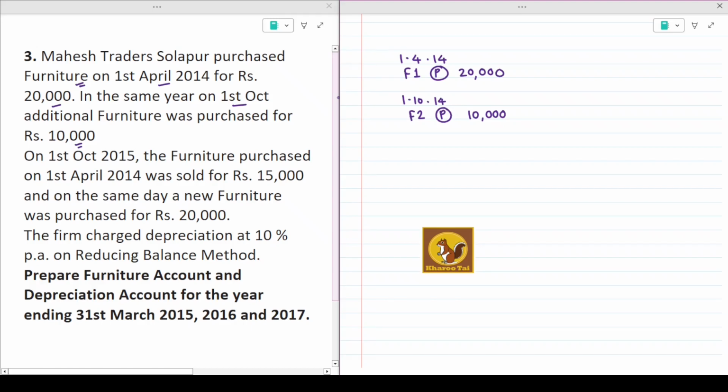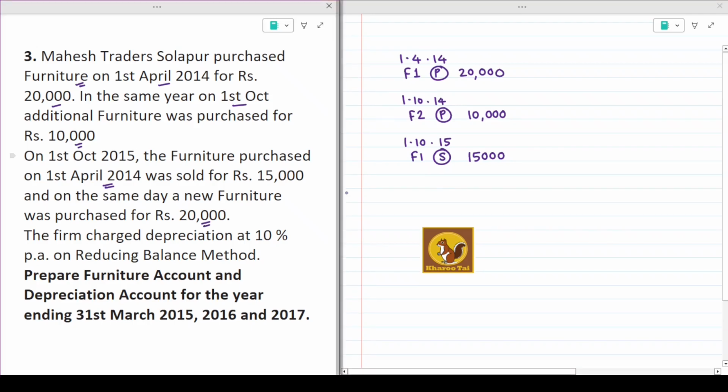This is first furniture, right? 1st April 14 we have purchased the first furniture F1 that was sold on 1st October 15. So F1 was sold for 15,000, and on the same day a new furniture was purchased for rupees 20,000. So on the same day F3, third furniture, was purchased for 20,000.